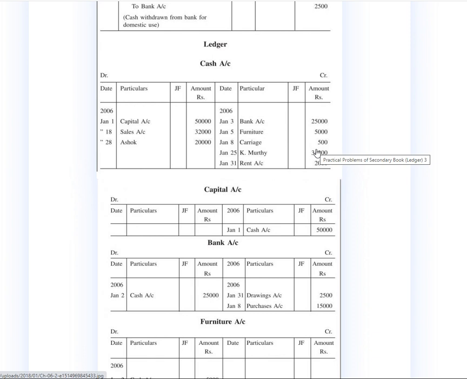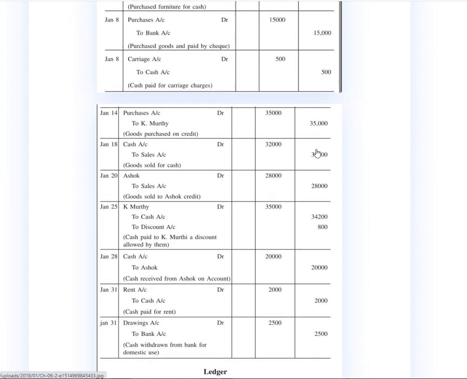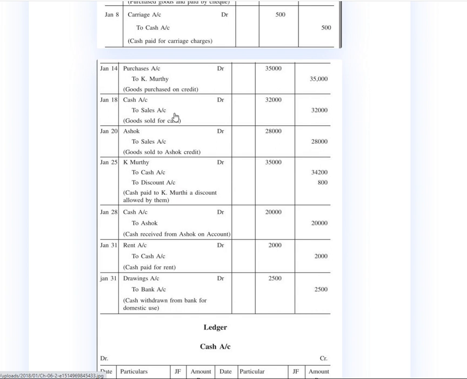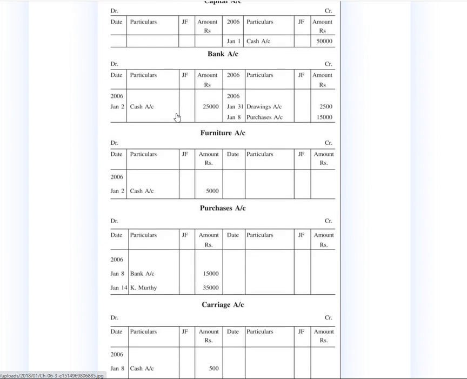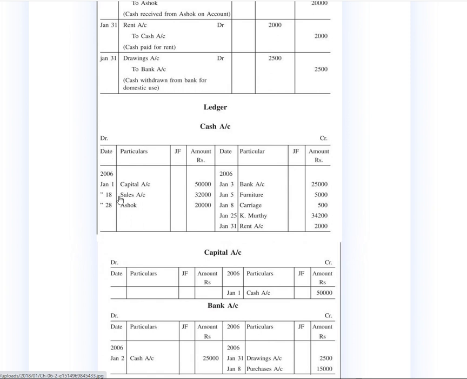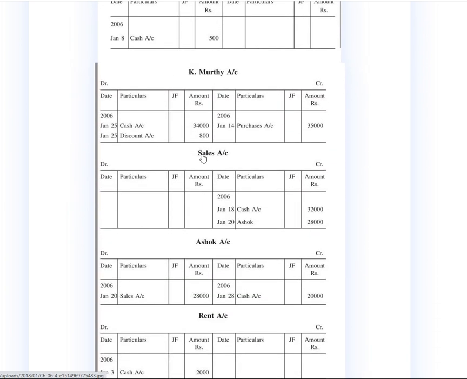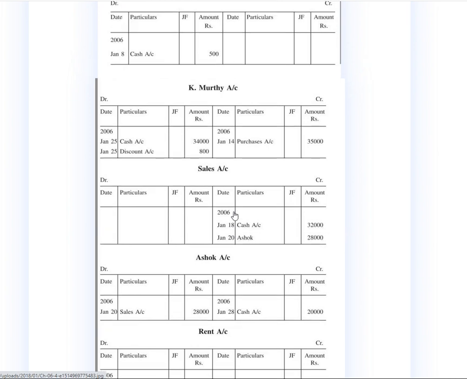Next is on January 18th, cash account debit to sales account. So we have a cash account, we need to open a sales account. Okay, cash account debit to sales account 32,000 rupees, that is debited. Now in sales account we have to credit that. We opened the sales account in the T format and there we credited the amount, sales account credited by cash account 32,000 on January 18th. That is how we do it.